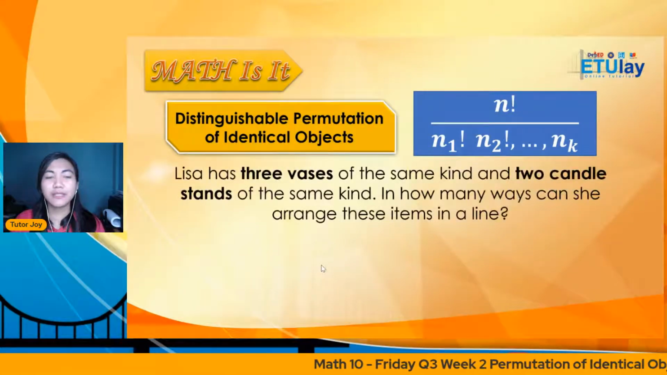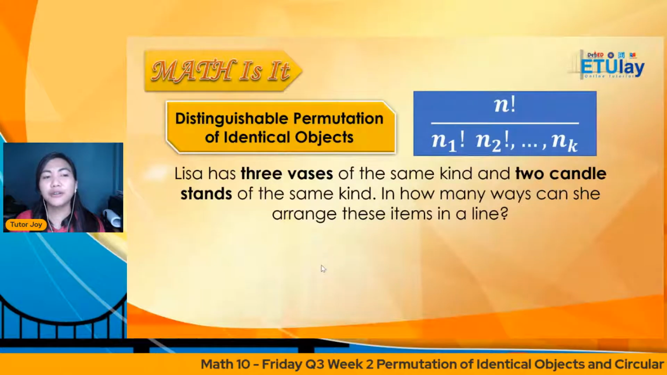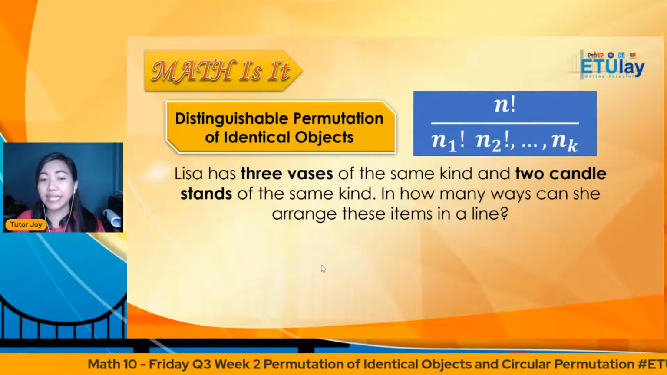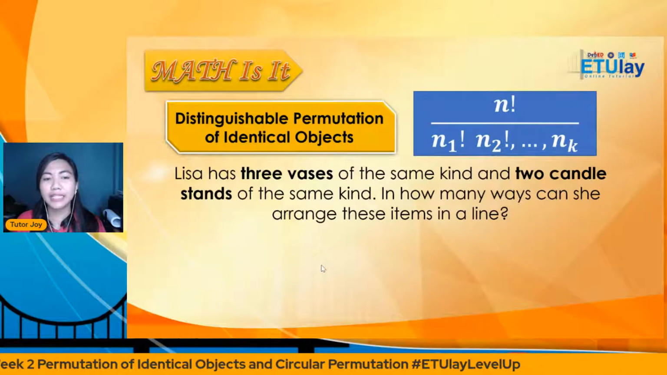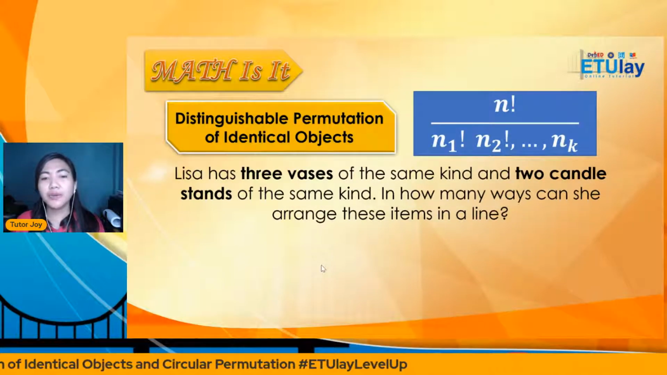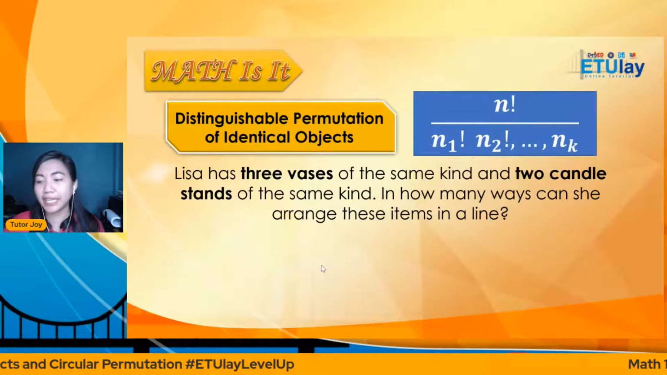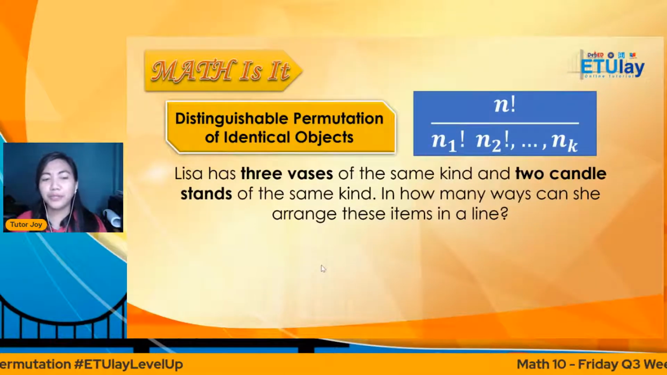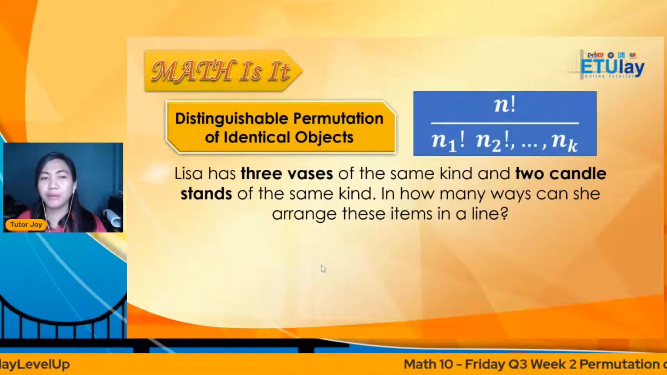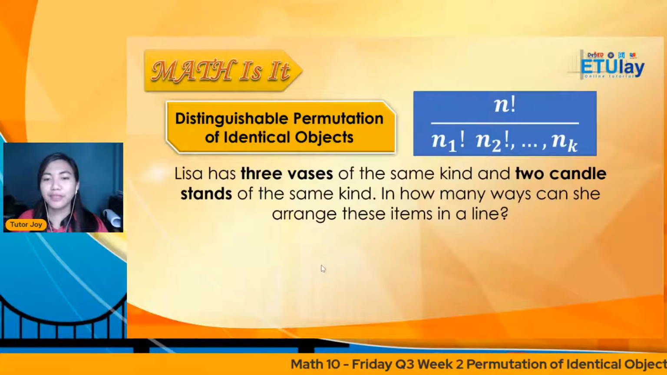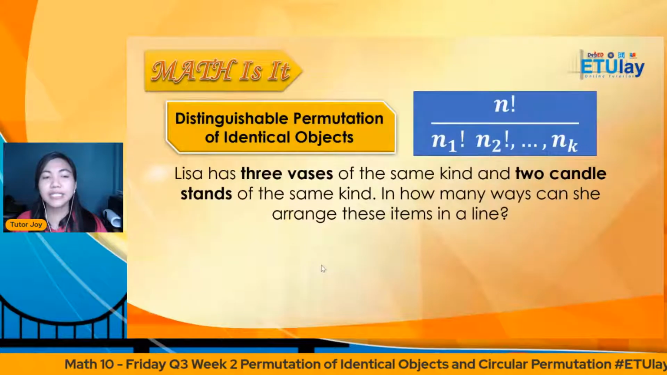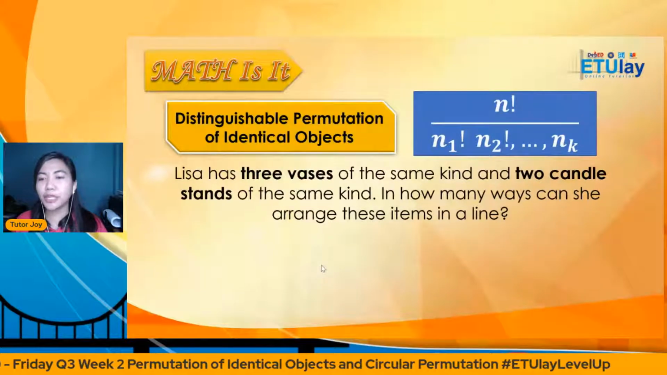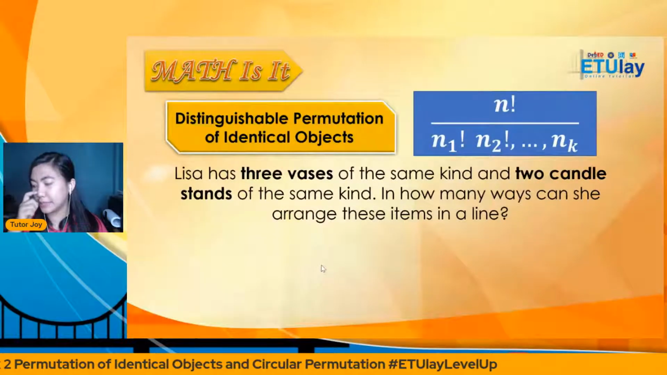And last for this, before we have the math more, Lisa has 3 vases in the same kind, and 2 candle stands of the same kind. In how many ways can she arrange these items in a line? Okay, mukhang mas madali itong problem na to. I-arrange niya in a line. 3 vases, 2 candle stands. So what will be our numerator, mathletes?